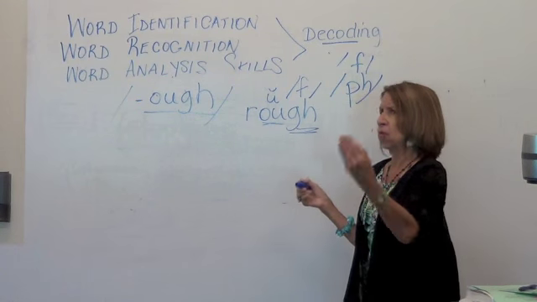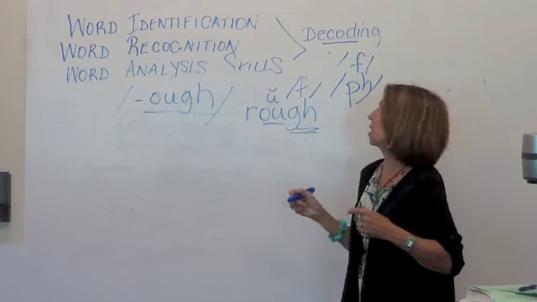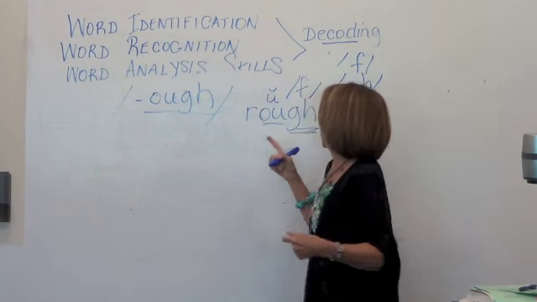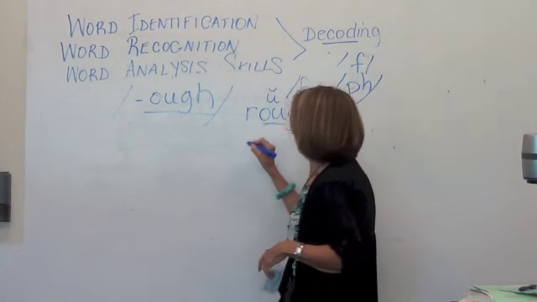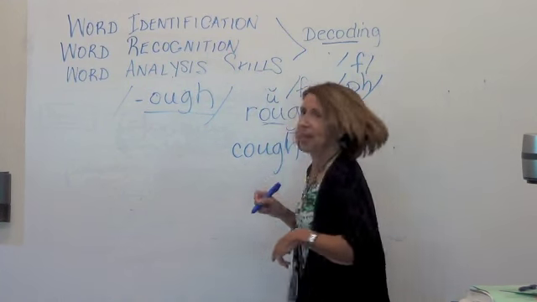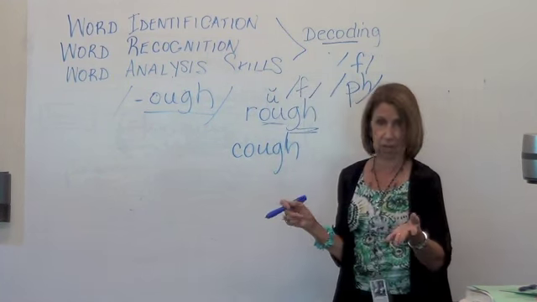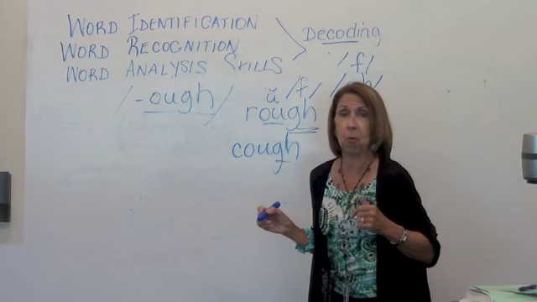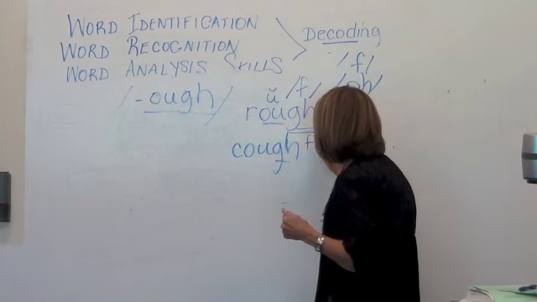Okay, let's see what other sounds O-U can have in O-U-G-H words. So you would think if R-O-U-G-H is rough, C-O-U-G-H is cuff. But is it? No, not in English. Okay. But the G-H still sounds like F, right? We still have the F sound there.